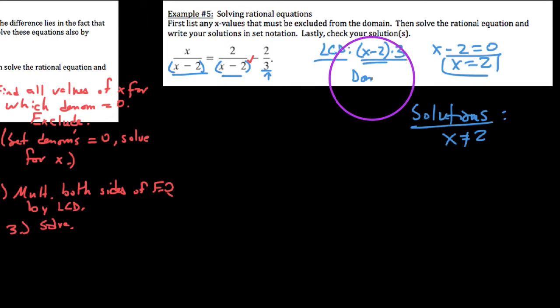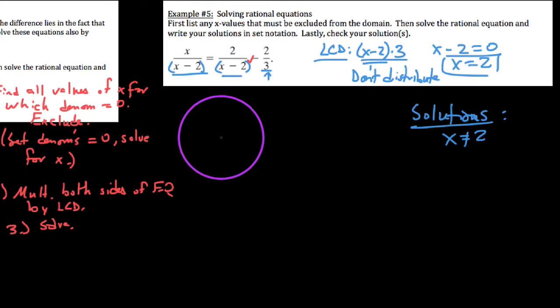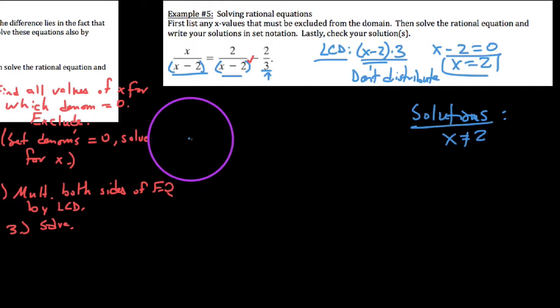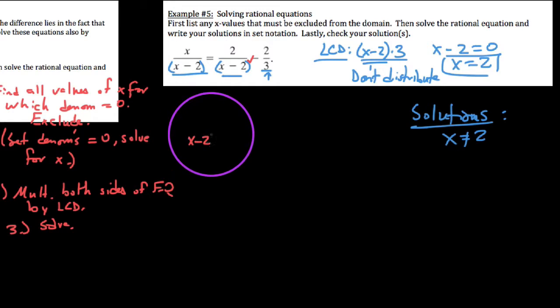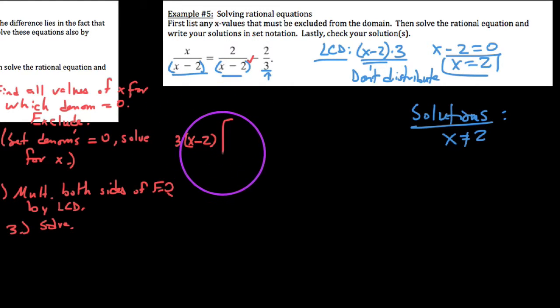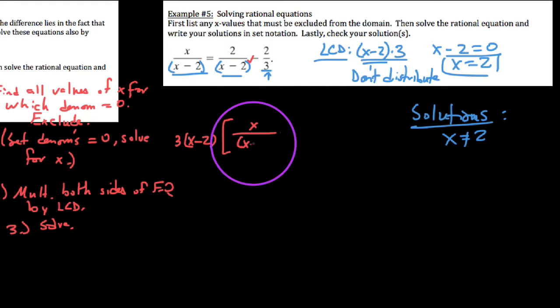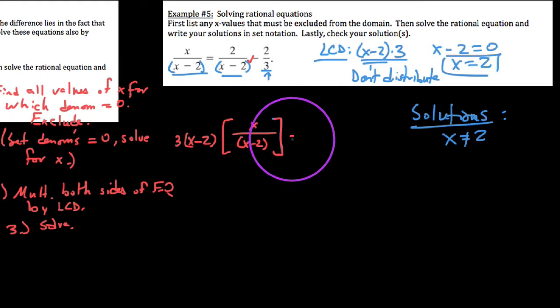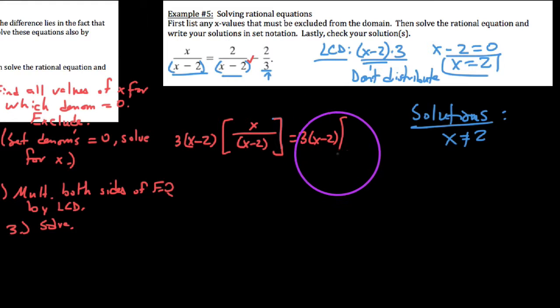Don't distribute, because what we're going to do here is take both sides of this equation times this value. So we're going to need a little room here. I'm going to borrow a little room here, or write smaller. We have x minus 2, and I'm going to put the 3 in front. 3 times x minus 2, we're going to take that times the entire left side of this equation. So we have x minus 2, and this is now a quantity here. And now we're going to take 3 times x minus 2 and multiply it times the entire right side of the equation.